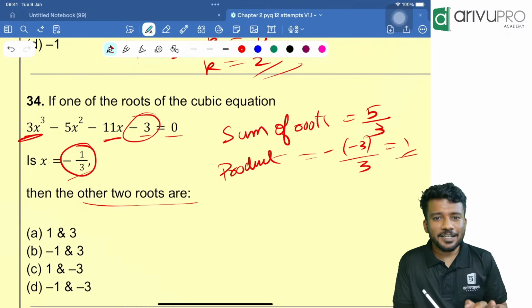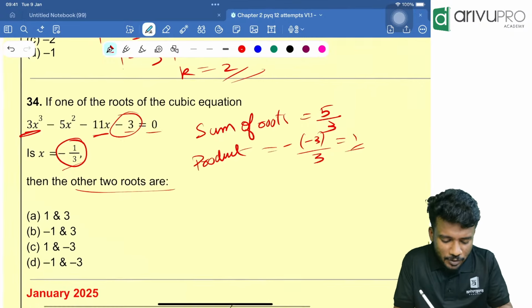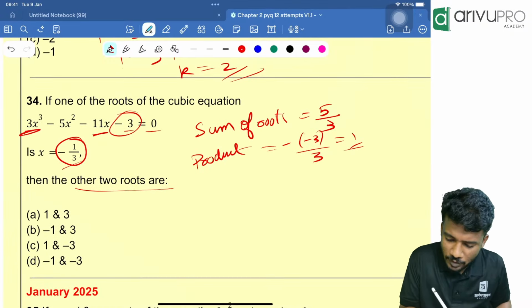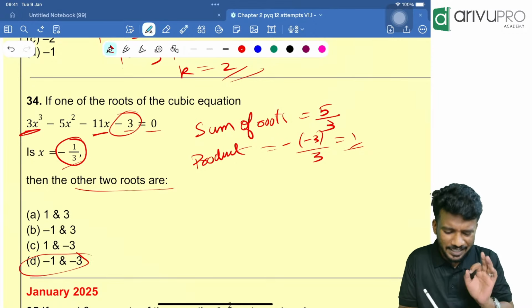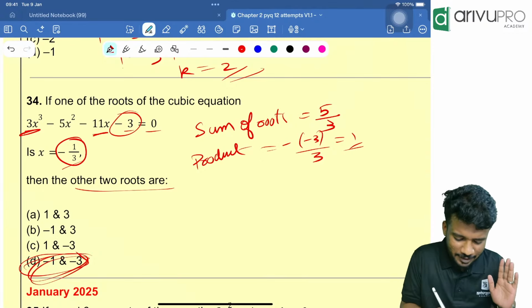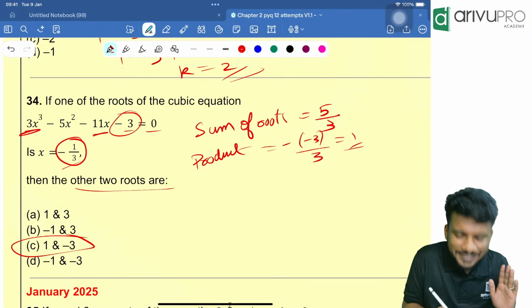Now we need to check the other two roots. People, check which option is giving you the answer. Try with option D. We will check whether it's right or not. No, anyway, it is not going to be right. Try with option C.